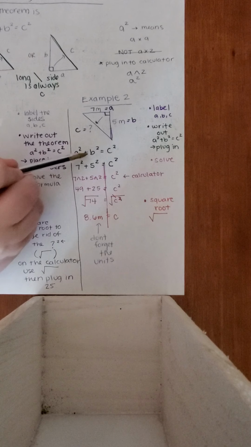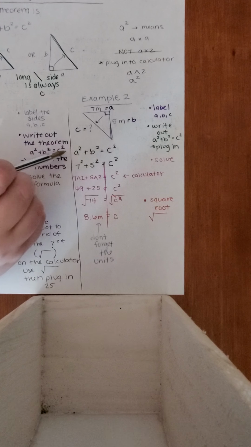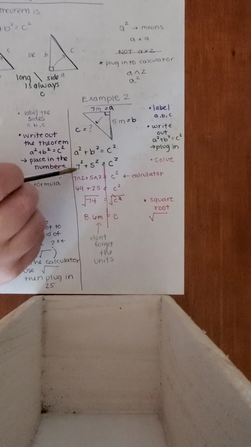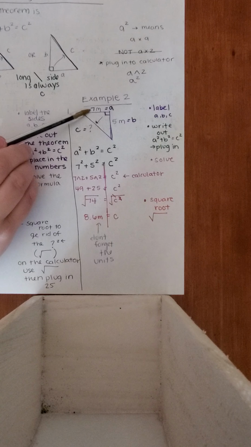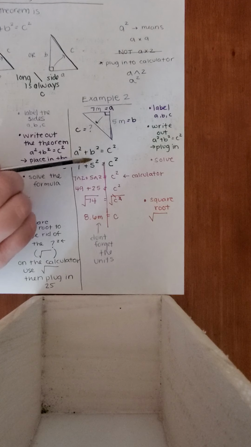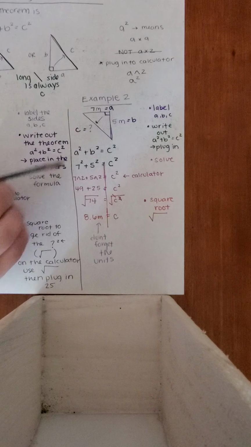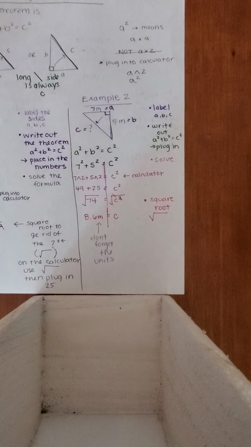So then we got A squared plus B squared equals C squared. This is the formula you will use every single time. It does not change, okay? So then we're gonna do 7 squared, which is our A. We're going to do plus our 5 squared, which is our B, equals C squared, because we don't know what C squared is, right? Because C has no number, right?